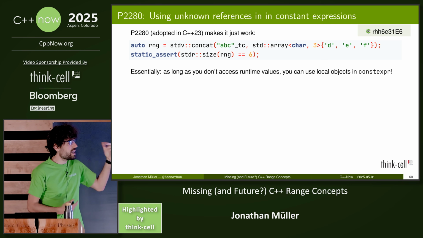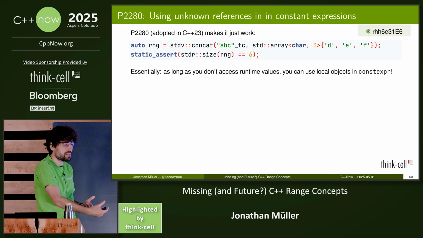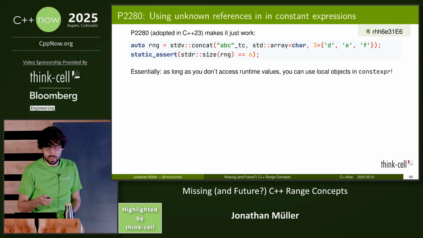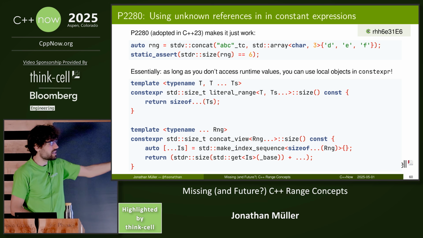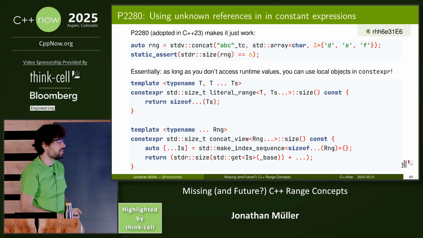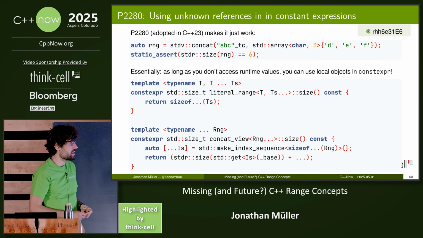Because this paper relaxes a rule where you can use a reference to a runtime value at compile time, as long as you don't access any sub-objects or values which depend on runtime values. In our case, the size function of literal range does not access anything of *this, so it can be called on a runtime value at compile time. Array has a size which is static to begin with, so it doesn't access anything at all.